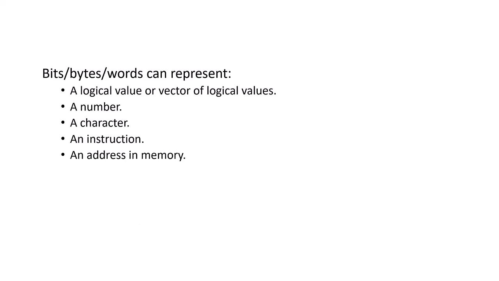We can use bits, bytes, and words to represent many different things. A single logical value in the case of a bit, or a vector of logical values in the case of a byte or a word. We can use them to represent numbers. We can use the same bits to represent characters, an instruction, or an address in memory. The meaning of a set of bits is determined by how we use it.